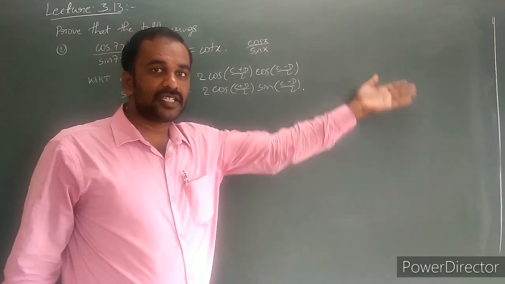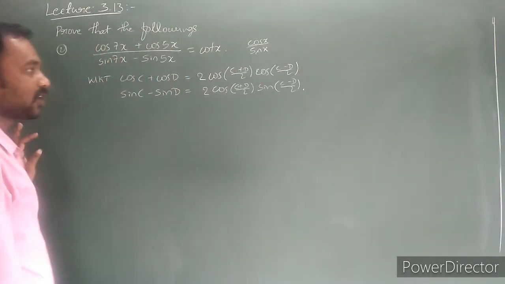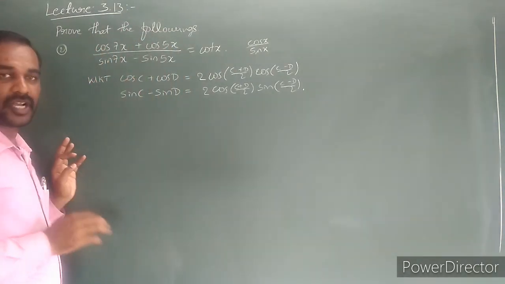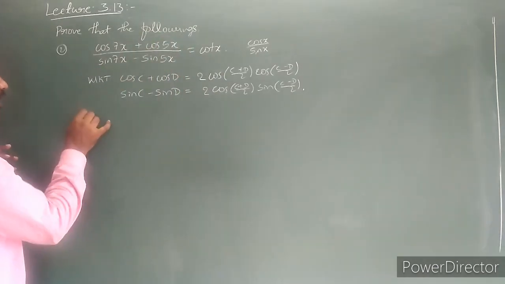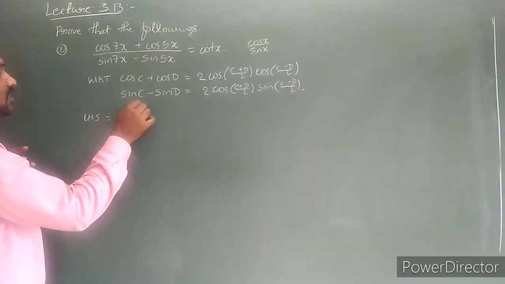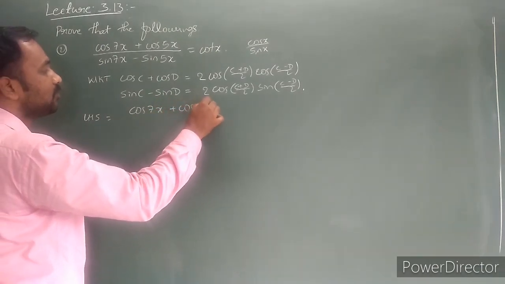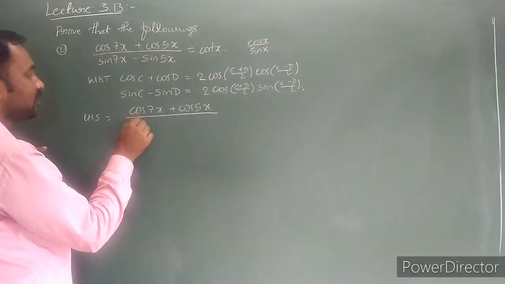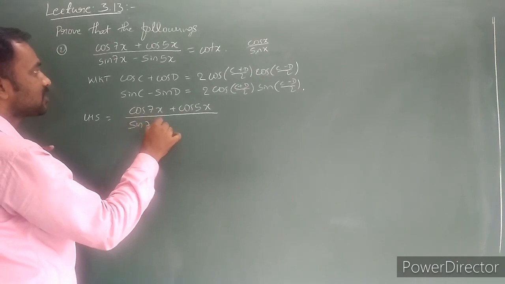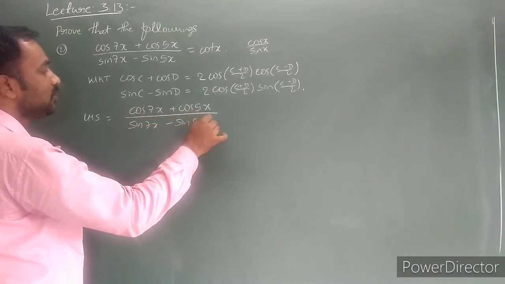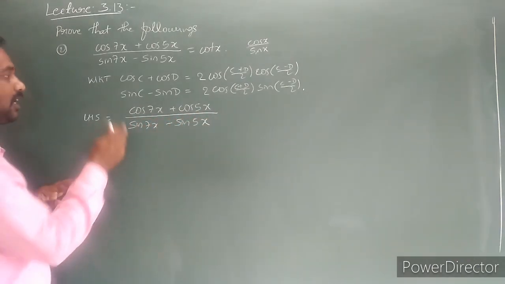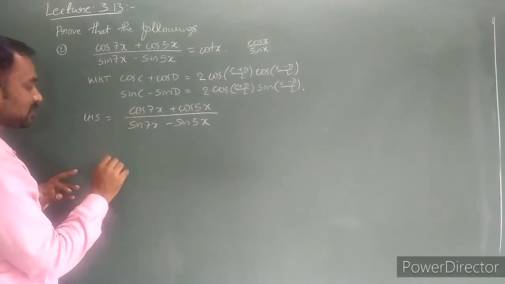So you just mention these formulas in your formula list. Okay, so we have these two formulas. Applying these two formulas into the LHS value. What is the LHS value? Cos of 7x plus cos of 5x, whole thing divided by sin of 7x minus sin of 5x. I am just applying these two formulas simultaneously.